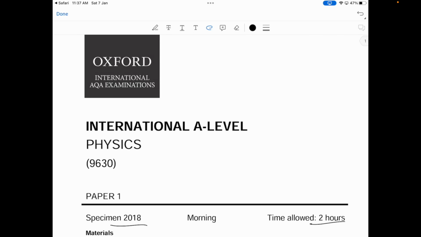Hello guys, today I'm just doing a basic past paper walkthrough for the exam board Oxford International AQA examinations. This is an International AS and A-level paper for physics with the code 9630. So this is a paper 1, meaning that this is a mechanics and materials paper. In addition, this is a specimen 2018 paper.